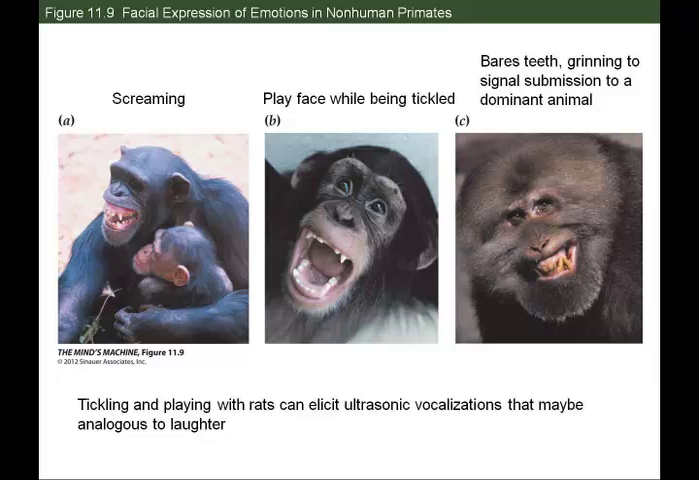And then in C here we have this showing of the teeth. It's showing that they submit to a more dominant primate in that hierarchy, because they live in hierarchies where there's a dominant one and a less dominant one, and here he's showing some sort of submission to a more dominant animal. And in rats and rodents, they've also shown that if you tickle a rat, even though you can't hear it, they have ultrasonic sounds that are analogous to laughter in humans.